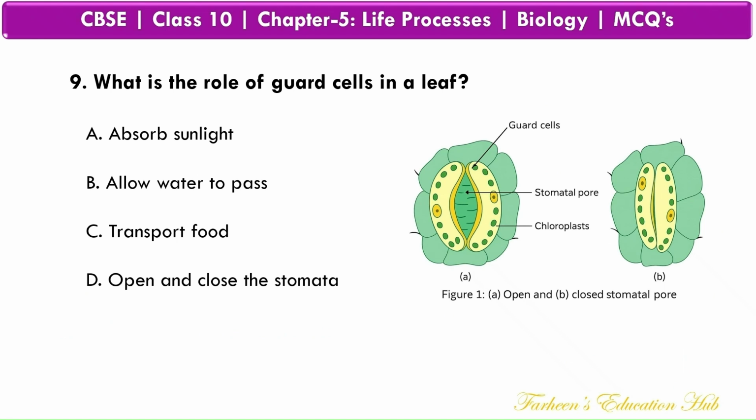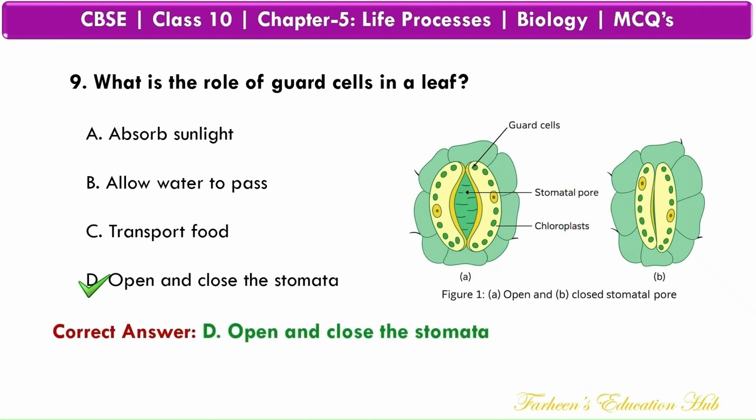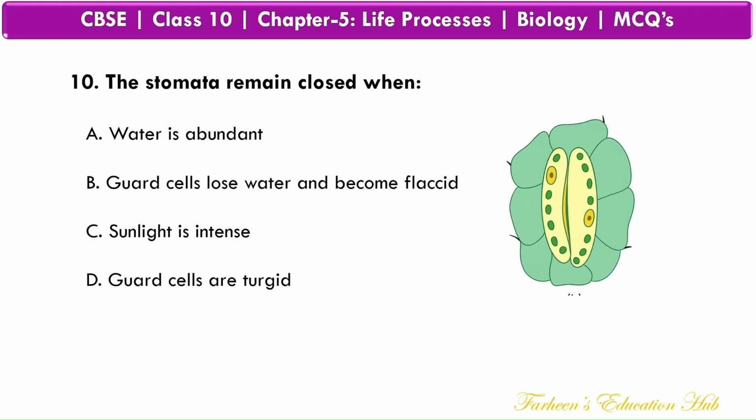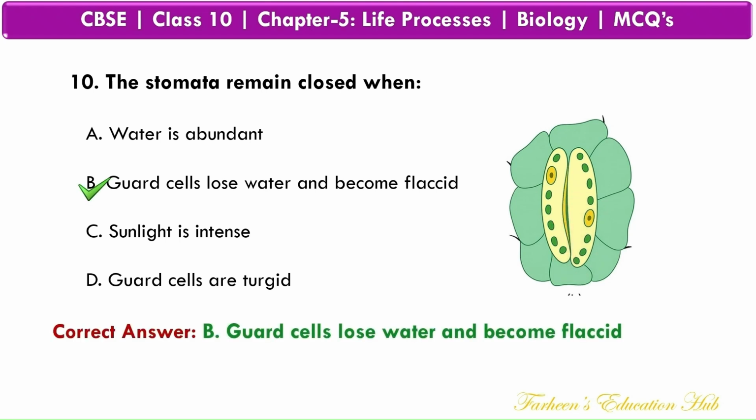What is the role of guard cells in a leaf? Correct answer D. Guard cells control the opening and closing of stomata. The stomata remain closed when? Correct answer B. When guard cells lose water, they become flaccid.